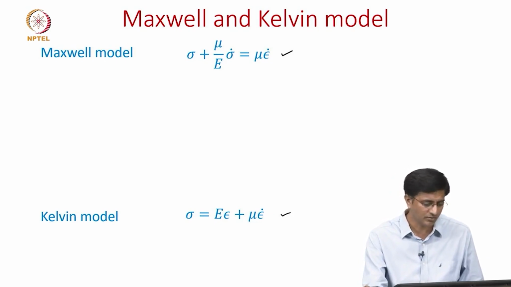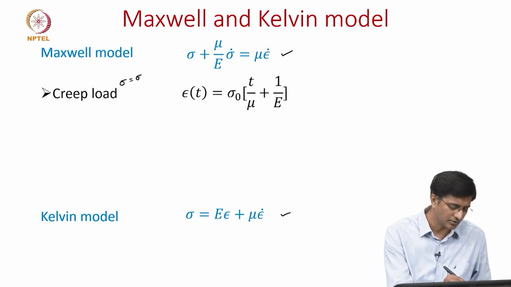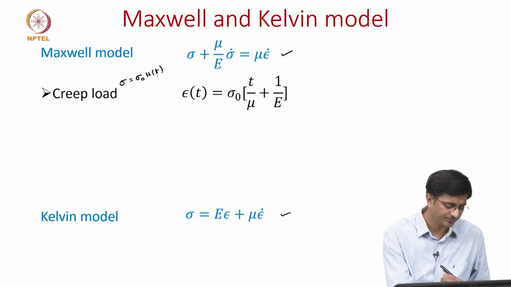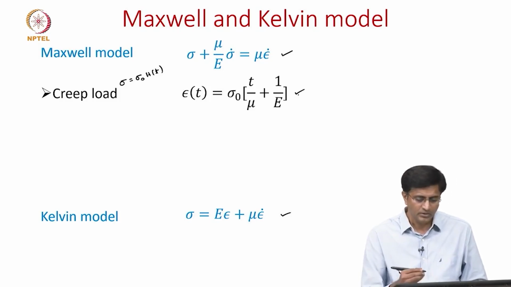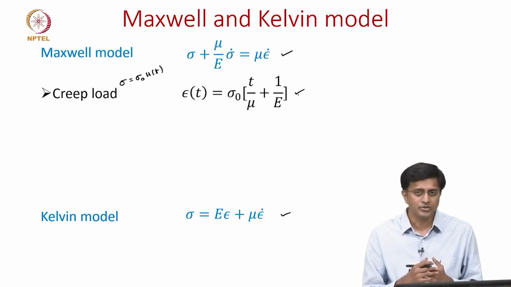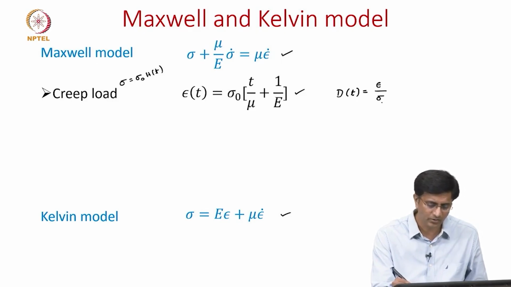So, for the Maxwell model we started with creep load, meaning sigma is equal to sigma naught times H of t. So, when a constant load is applied, then we found out the response here. When we talk about creep loads, usually we are also interested to know what is the creep compliance. It is given by D of t and it is simply the strain by stress. So, in our case the stress is constant sigma naught and the strain is given by this formula.